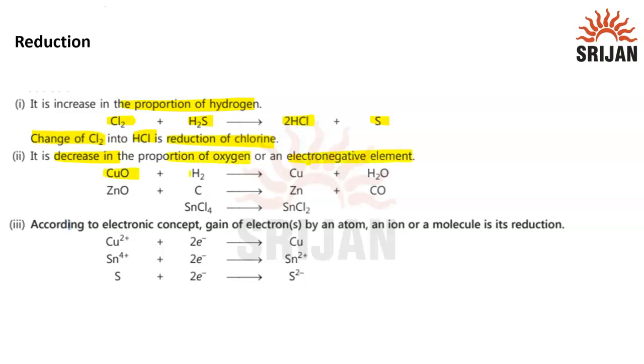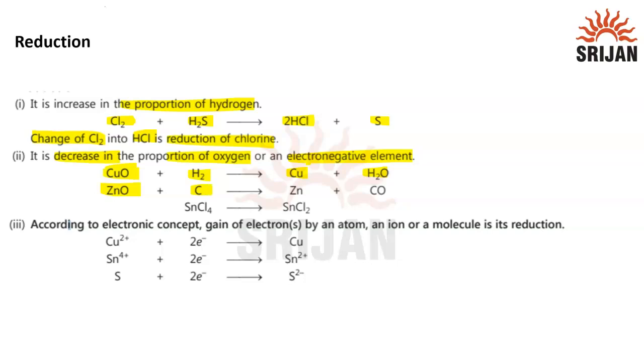Then second, it is decreasing the proportion of oxygen or any electronegative atom. For example, CuO plus H2 will give us copper plus H2O. On the reactant side, we have copper oxide, means copper with the oxygen, but on the product side, we have only copper. So we will say that copper oxide has been reduced into copper because it doesn't have oxygen now.